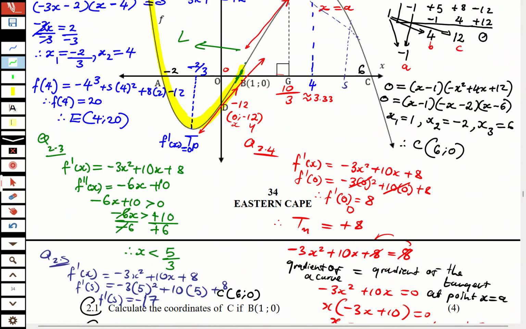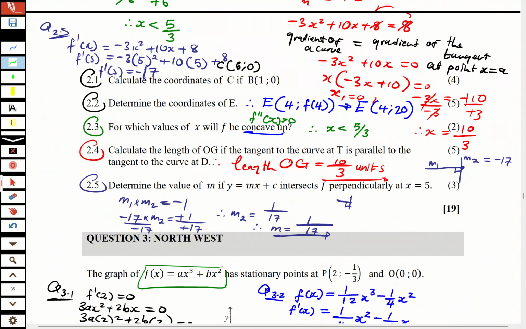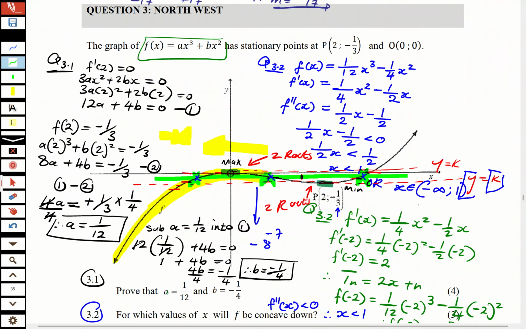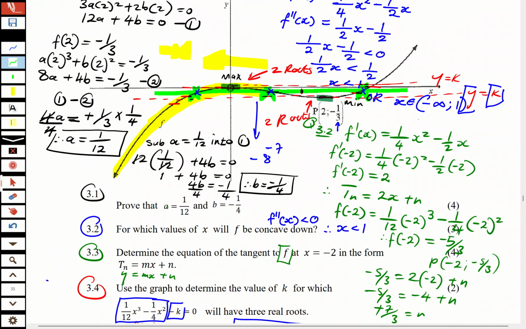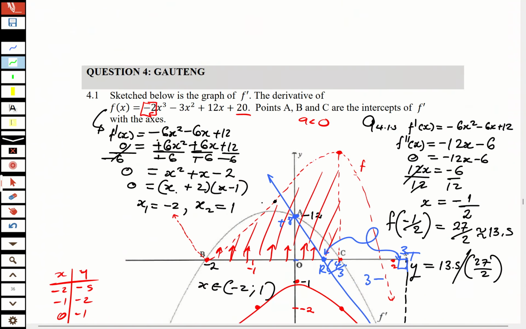In our next session, we'll be busy with optimization: optimizing rectangles, optimizing cylinders, squares, and so on and so forth.